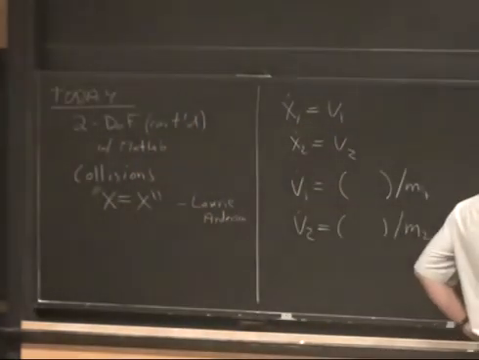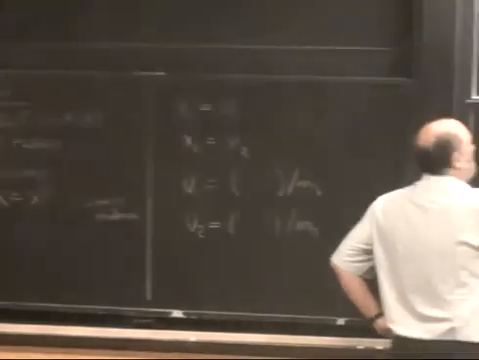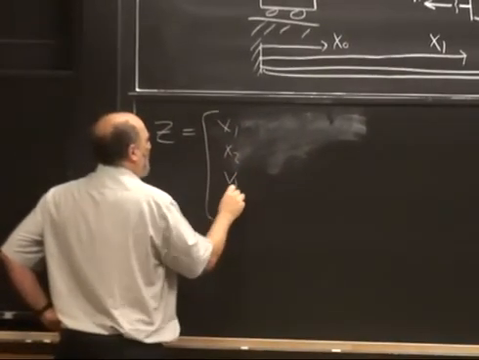Okay, so now we're going to think of this quantity z, and z is going to be this list of numbers, x1, x2, v1, v2.